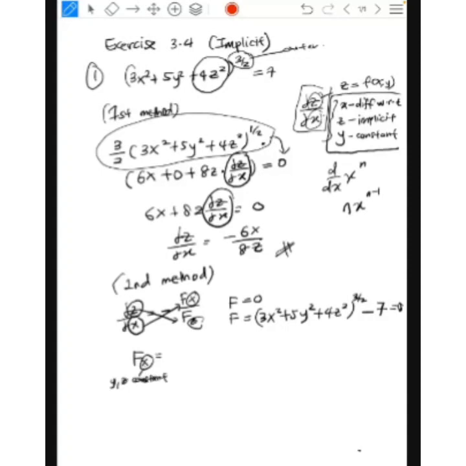Okay, so once again we have to differentiate the power first because it is the outer function. And then multiply, differentiate whatever is in the bracket with respect to x, we'll have 6x. 5y squared will be 0, 4z squared also will be 0. Remember, if you use this method, then z is constant. So differentiate constant will be 0.